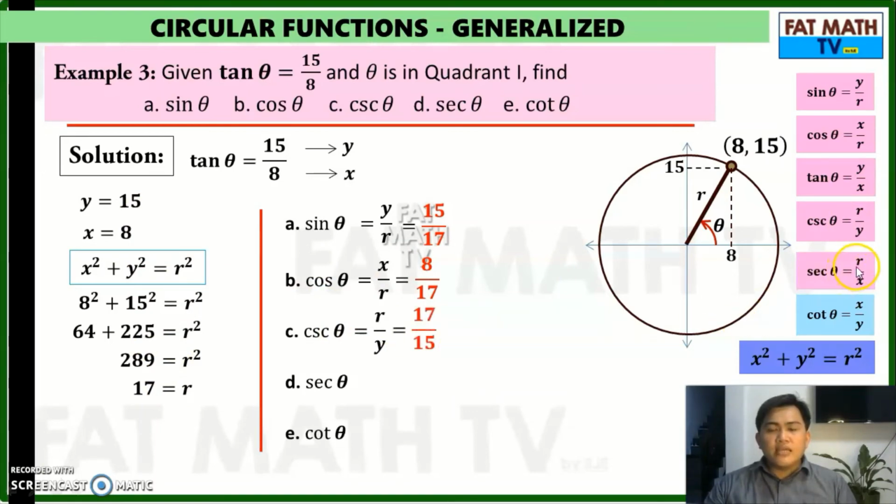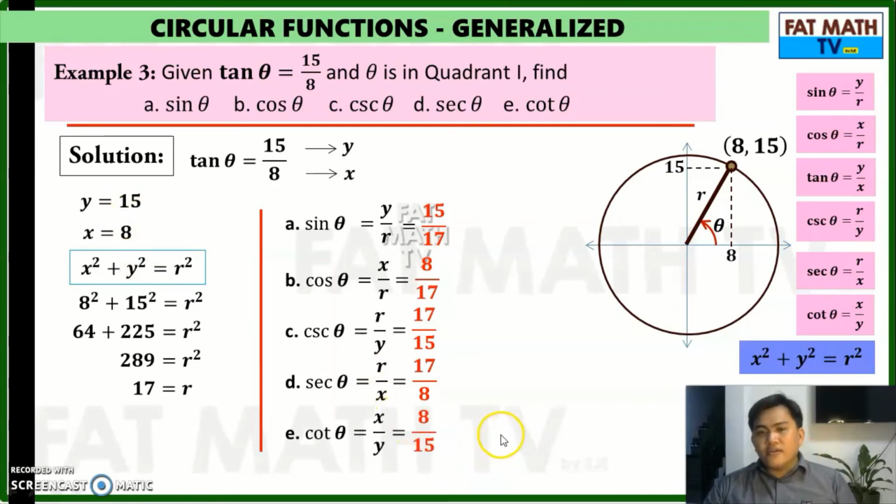For secant theta, that's r over x. So r is 17, x is 8, so 17 over 8. And for cotangent theta, we have x over y. So we have x equals 8, y equals 15, so that is 8 over 15. So that's it.